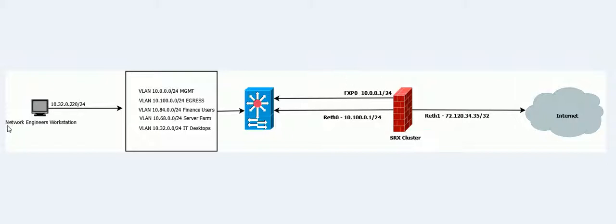Now, what happens if I send traffic to the internet? Let's say I want to get to Google. I'm going to send packets. They're going to go to my core. My core is going to route it to my firewall, and my firewall is going to route it to the internet. Google on the internet is going to get my traffic. It's going to send a response back.